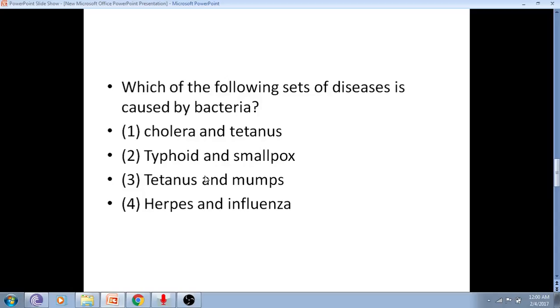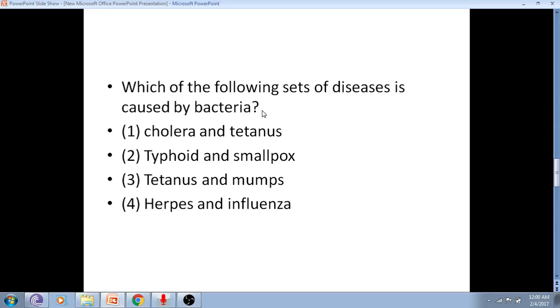Let's move to the next question. Which of the following sets of diseases is caused by bacteria? Now, what do you interpret from this question? What you interpret is that some bacteria can cause a disease. We all know that. But what should come to your mind is, if bacteria can cause disease, what else can cause diseases? Well, viruses should come to your mind, protozoa should come to your mind.